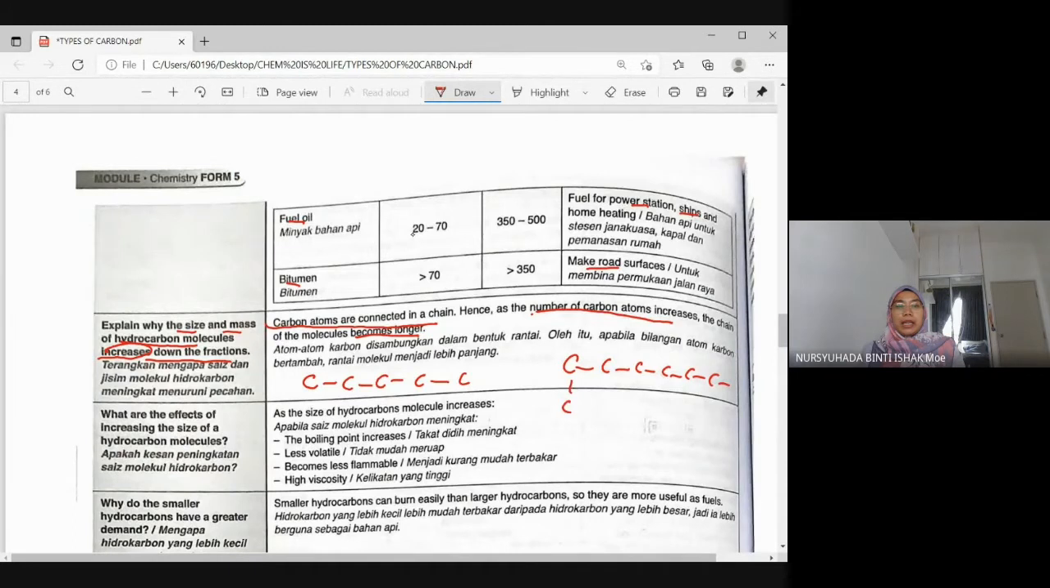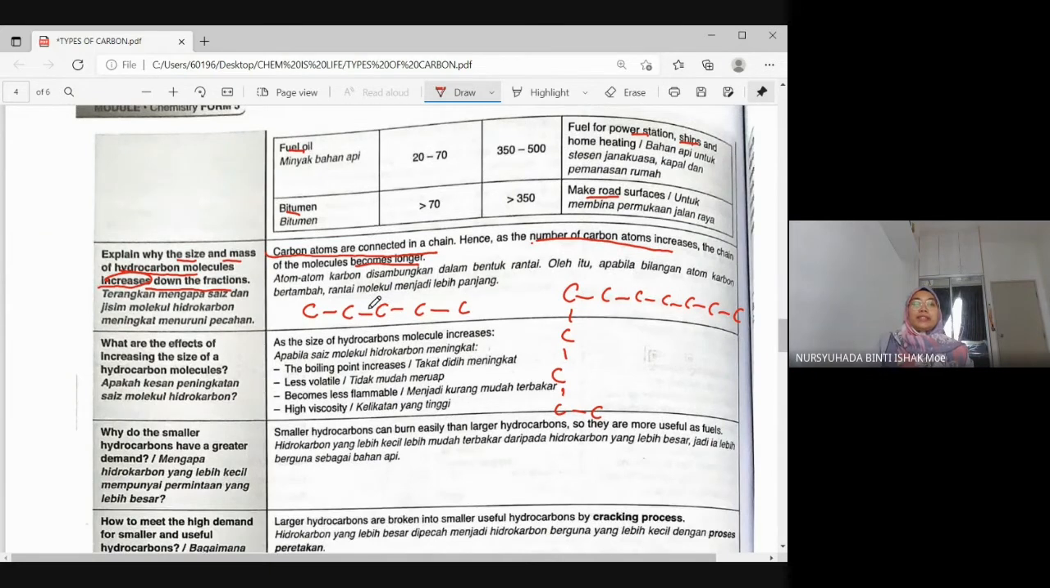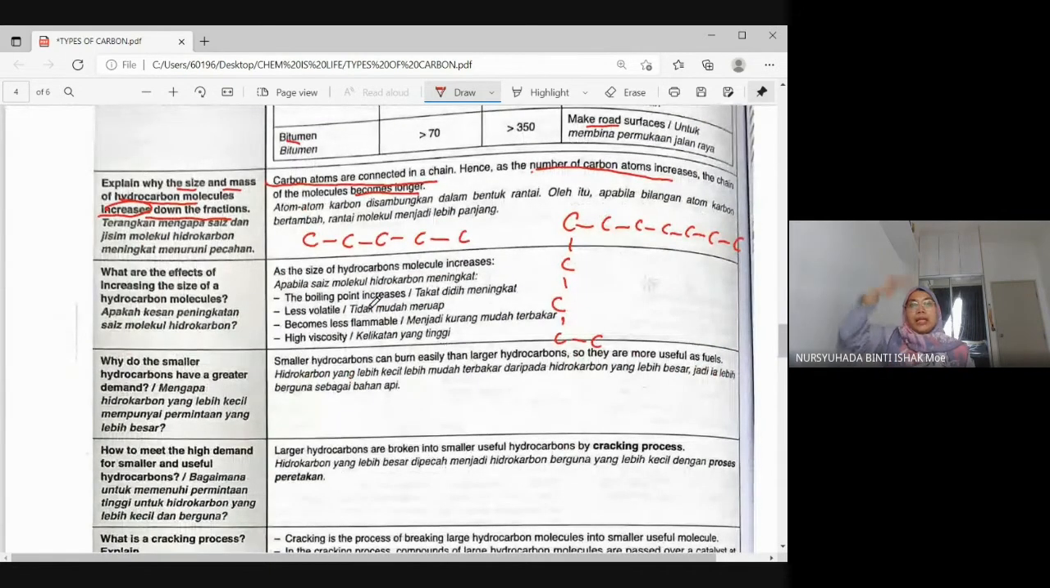So dia berangkai-rangkai, makin panjang. 3, 4, 5, 6, 7, 8, 9, 10, 11. Makin panjang. So bila makin panjang, number carbon atom dia bertambah. So dia punya mass dengan size dia also increase. Sebab kita tahu daripada atas ke bawah bilangan karbon dia bertambah.